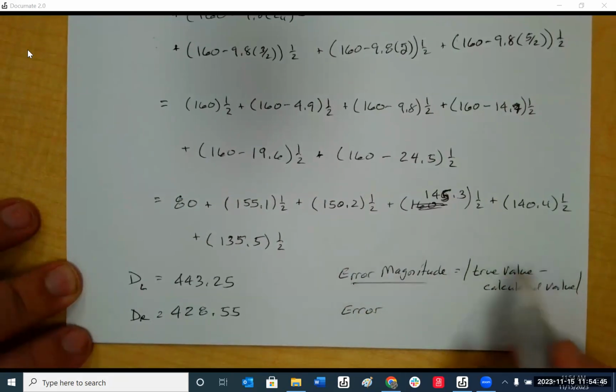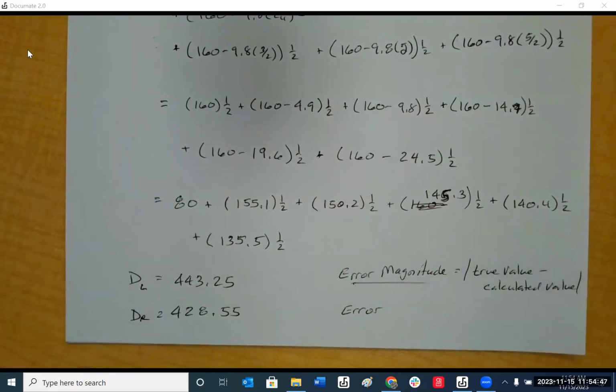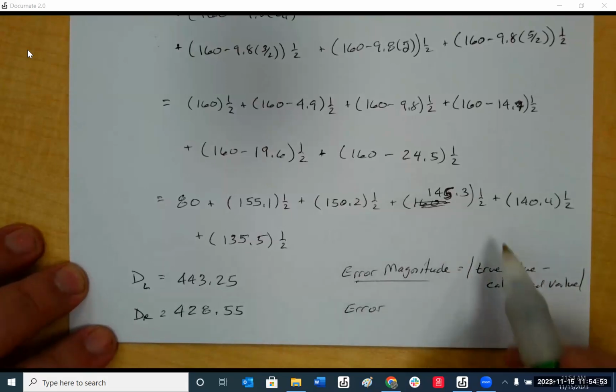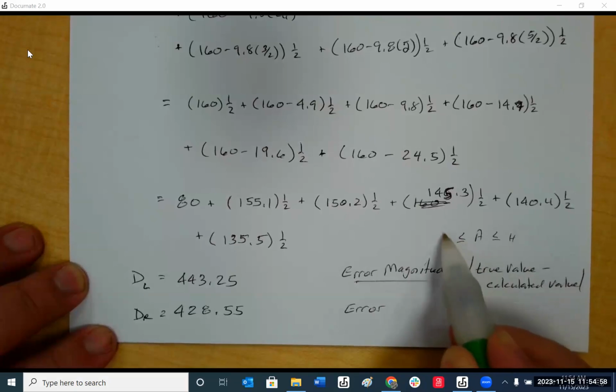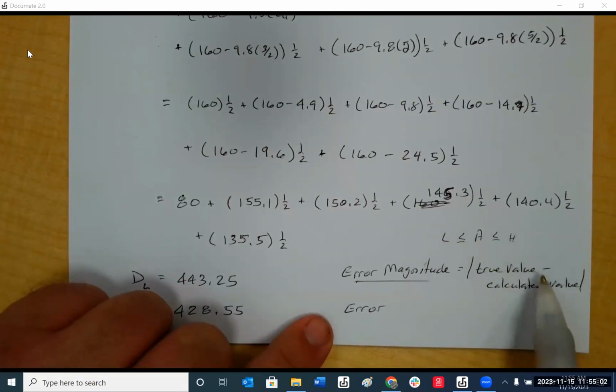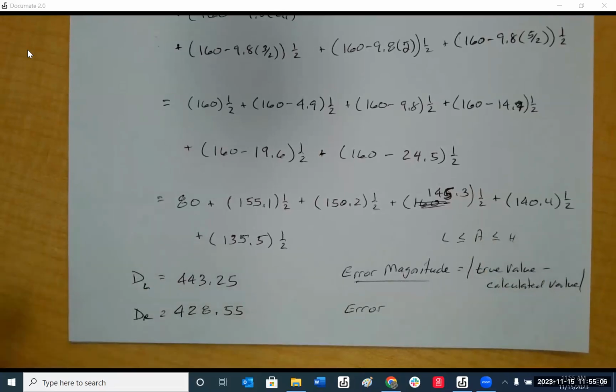So this is the error magnitude, the difference from the true value to our calculated value, whether it's high or low end. That's why it's absolute value. But since the true value is going to be in the middle, if we do the true value minus the low, it'll be a positive number. If we do the true value minus the higher end, it'll be a negative value. And so we have the absolute value to find the distance.